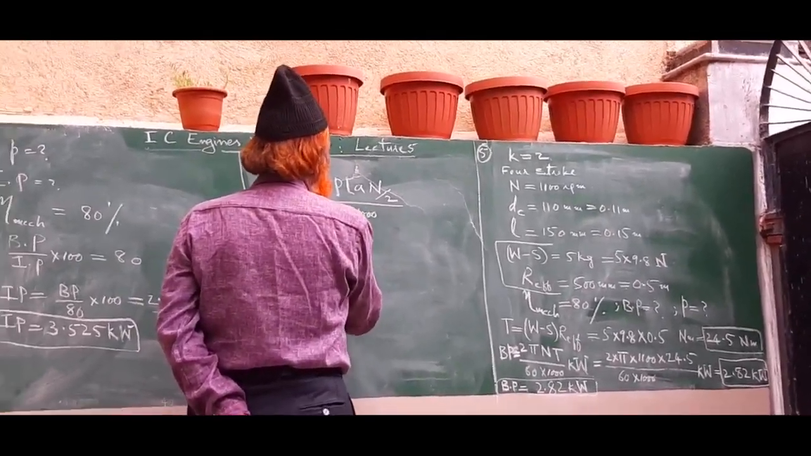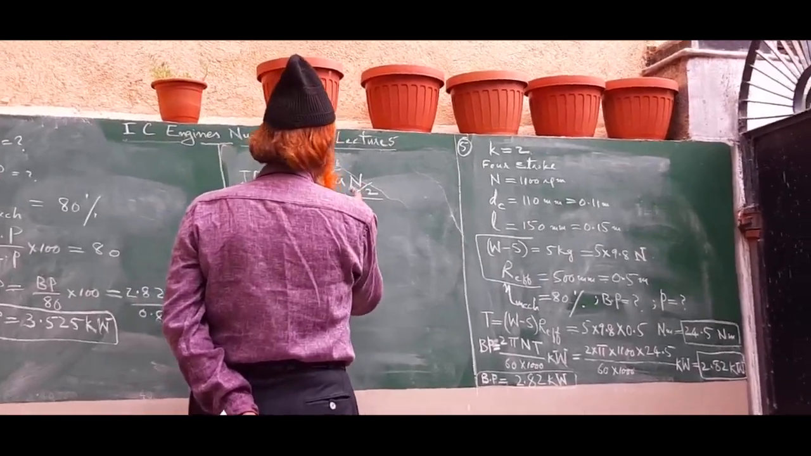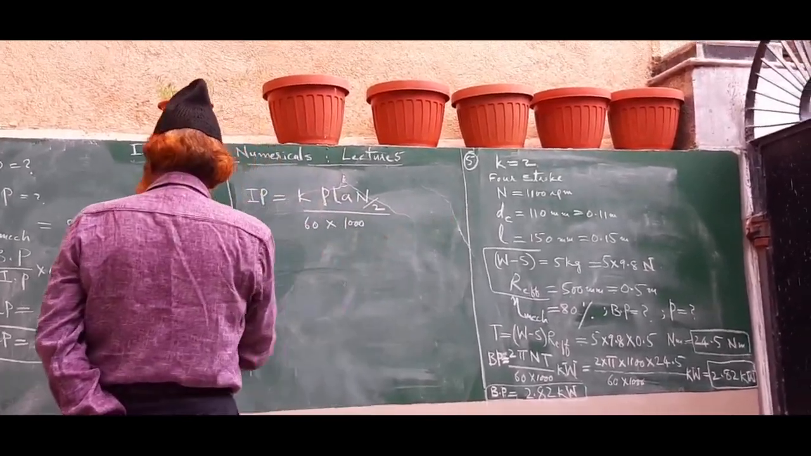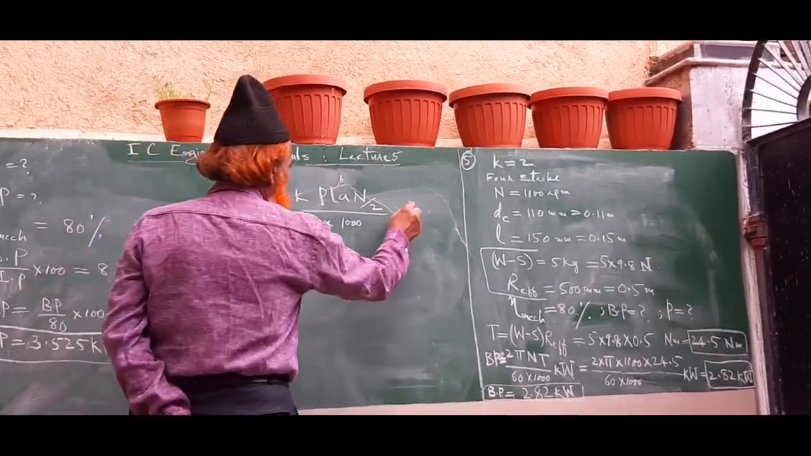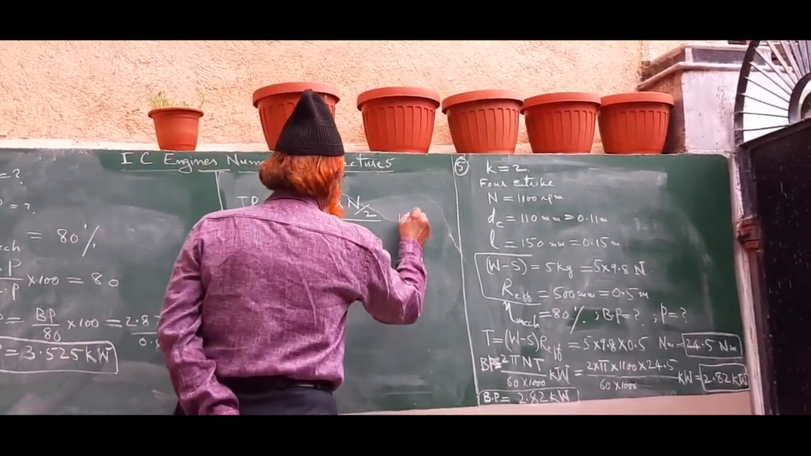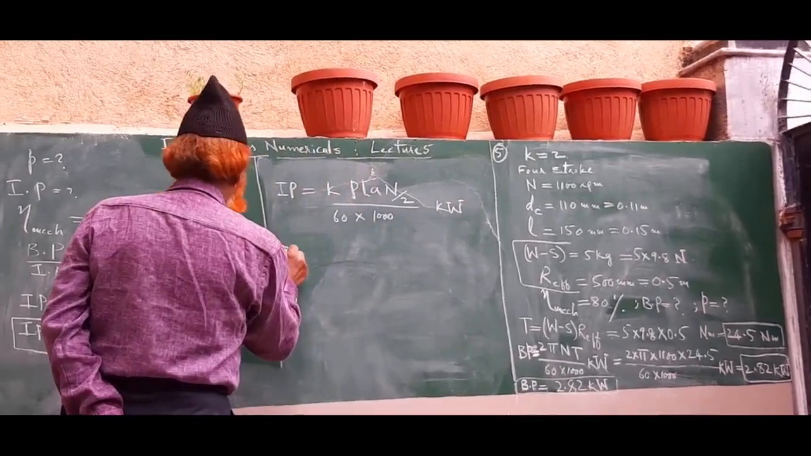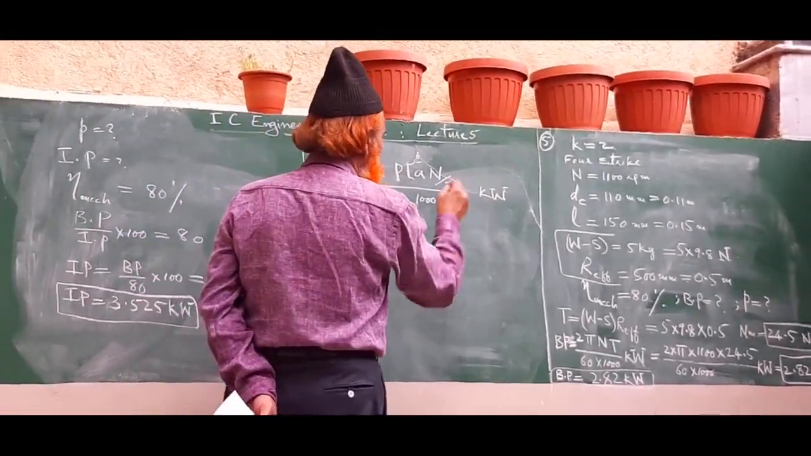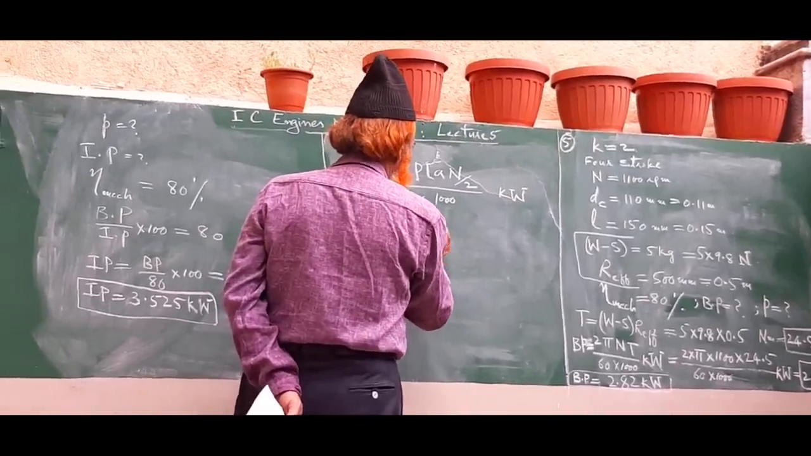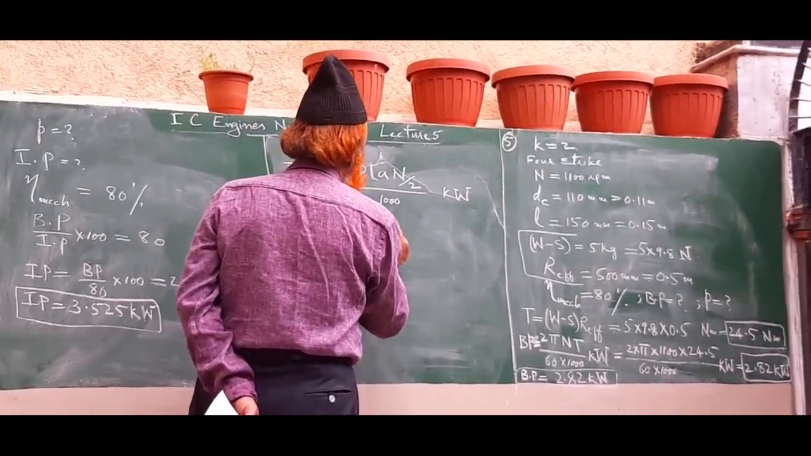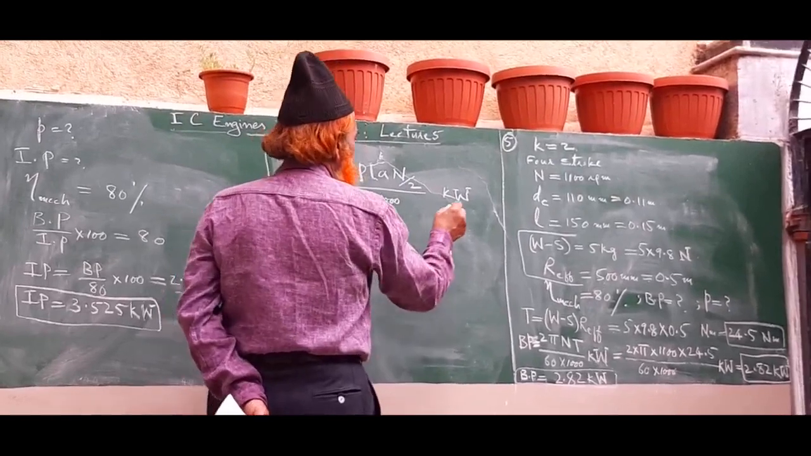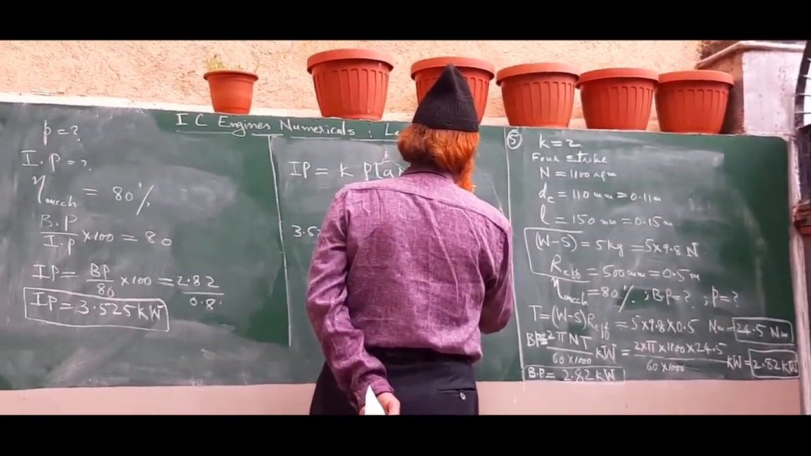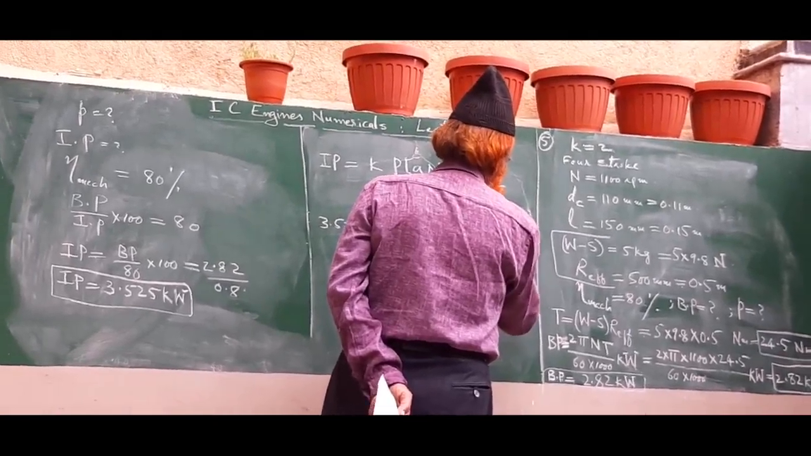And the 2, what is that? If it is RPM, this is to be divided by 60. Now the number of cylinders is given, and IP is in kilowatt. This kilowatt value is given. We got 3.525 is equal to, number of cylinders is given, its value is 2. That we have to put. P we have to find in Pascal.